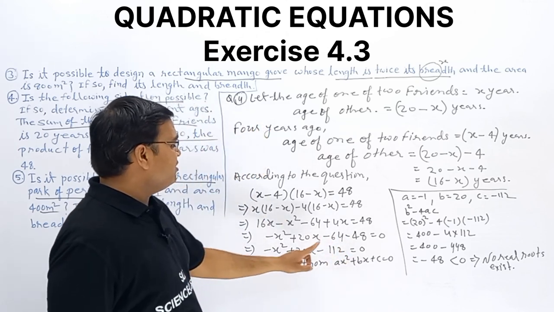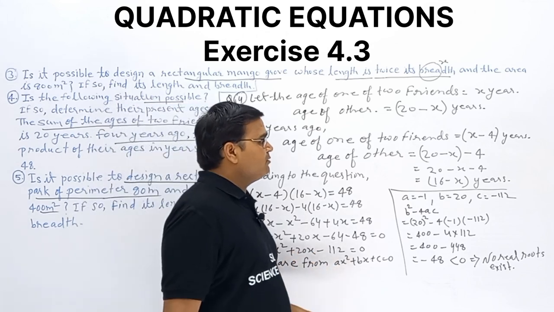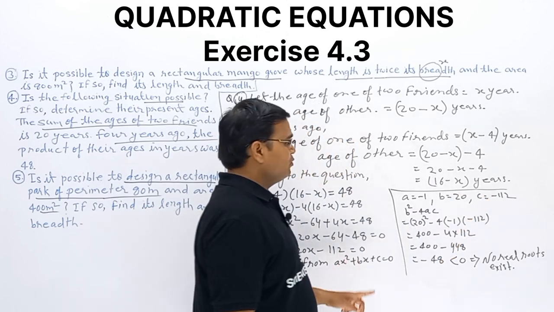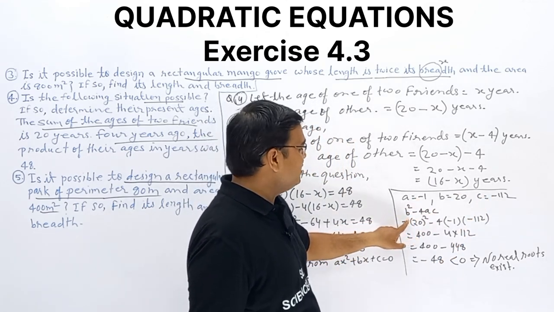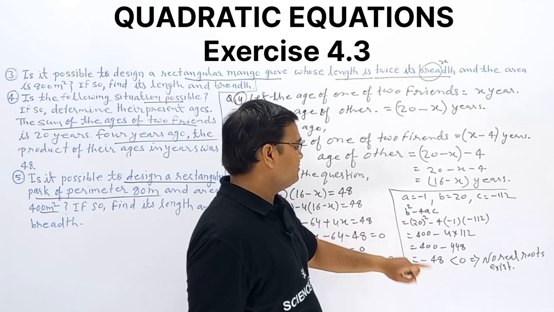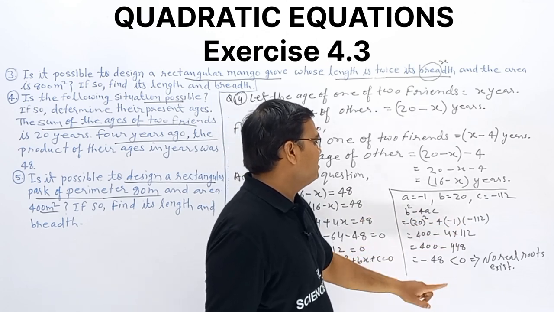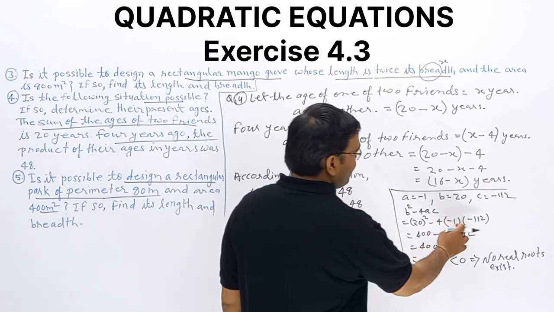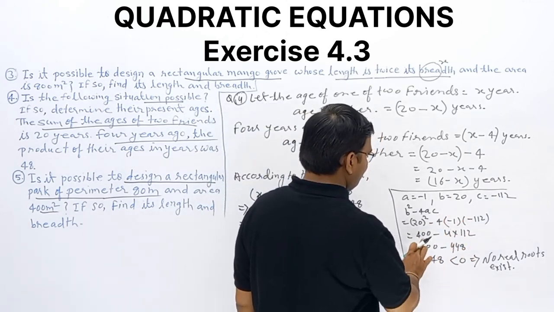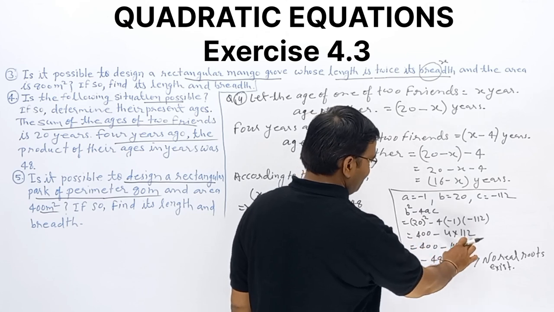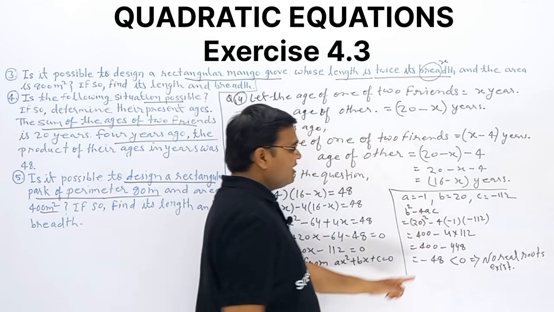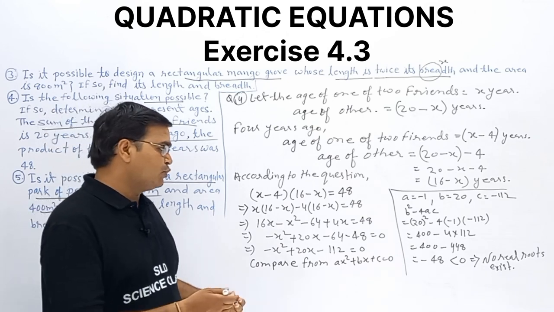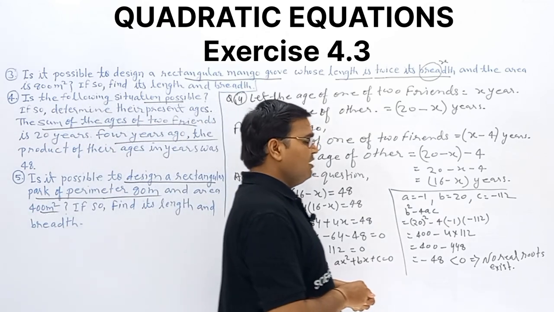Clear? A, B, C values we are comparing from the general one. A is -1, B is 20 and C is what? -112. Put these values in the discriminant. B is 20 square minus 4AC. A is -1, C is -112. Clear? Minus will be plus. This one multiply by 4. The square value will be 400, minus 448. When we subtract, we are getting -48. It is less than 0. So we can say no real roots exist in this situation.